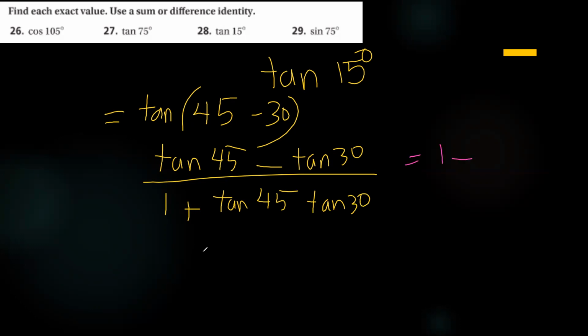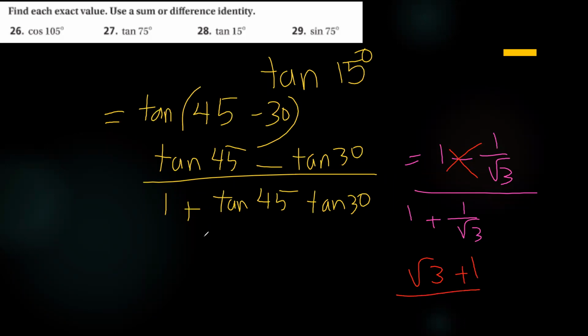So 1 minus tan of 30, I wrote it as square root of 3 over 2. It was 1 over square root of 3, over 1 plus 1 over square root of 3. So it comes like 1 minus 1 over square root of 3, plus 1 over square root of 3, divided by, just a second here.